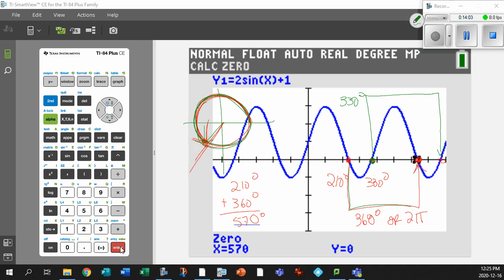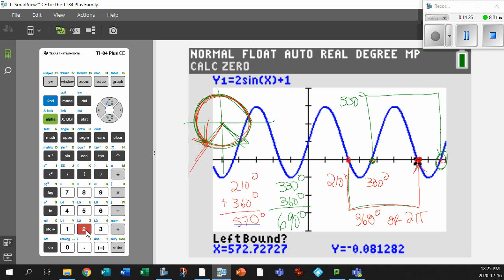Plus all the way over to 330 again. So basically, I'm going to take that 330 degrees, and I'm going to add 360 degrees to it to give me 690 degrees. I bet you this guy right here is going to be 690 degrees. Let's figure it out. Second calc, find me the zero.